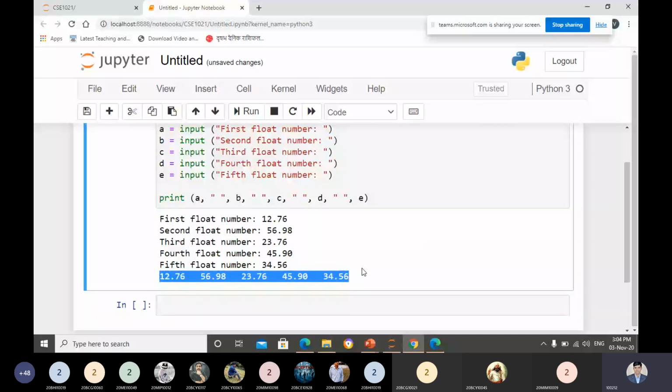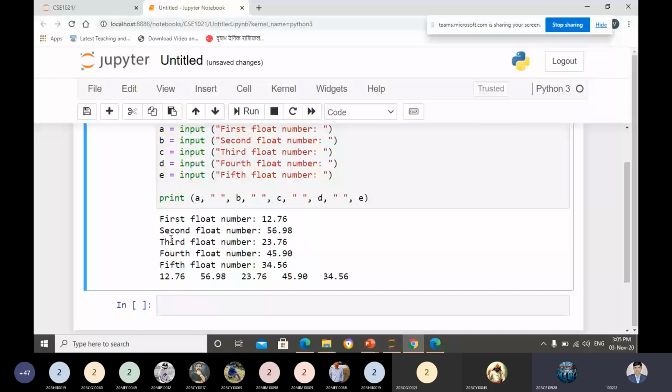Now, is it clear to all? Any doubt in this program? No, sir. Sir, should we keep only double quotes between A and B? Yes, because you can see after printing the A value, 12.76, some gap is required between 76 and 56. If you don't put it here, then all the values will be close to each other, so you will not get the exact values displayed in a proper way.